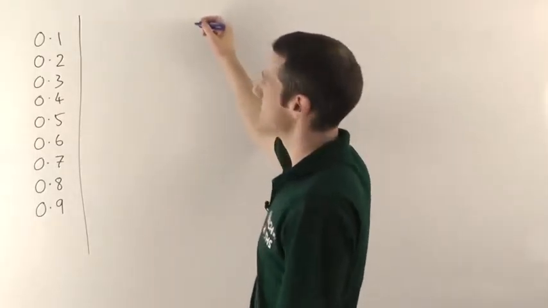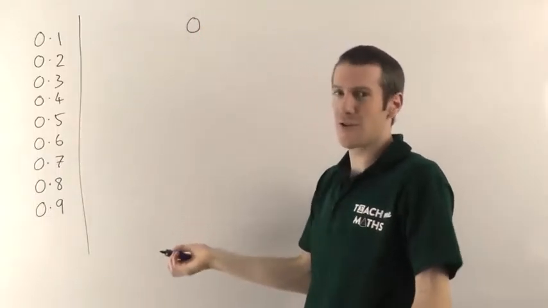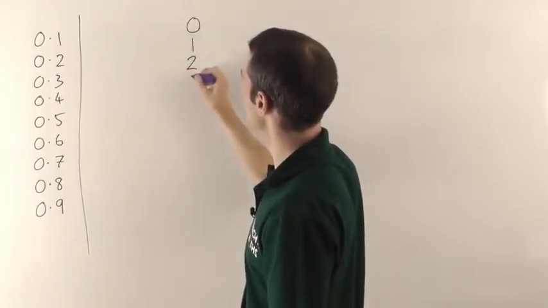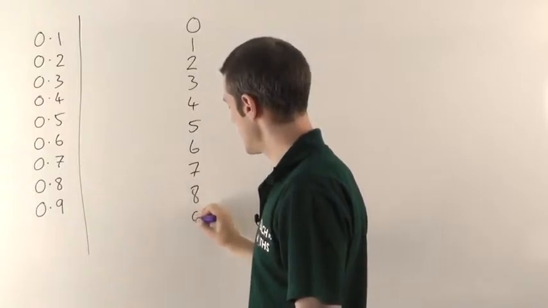If you think about it, I'm going to start with 0 here. Technically, if you count, you should start with nothing. You've got nothing to start with, and then you count 1. There it is. 2, 3, and we know how to count all the way up to 9.